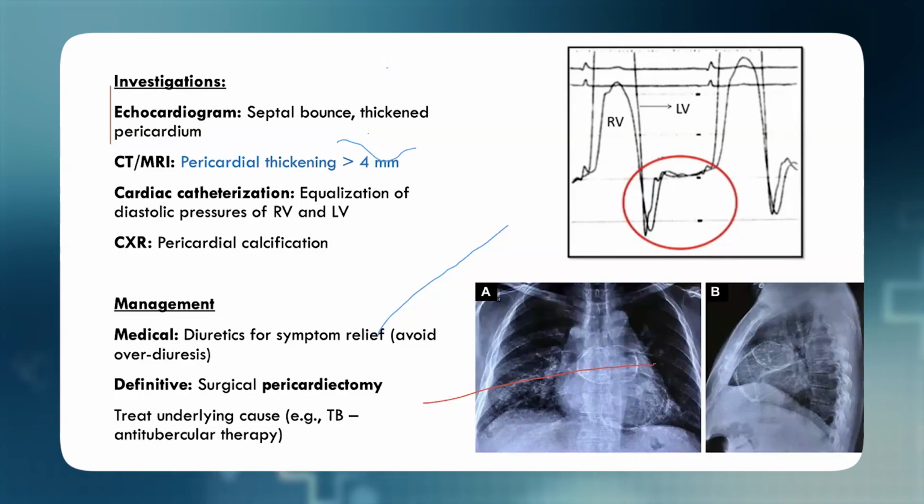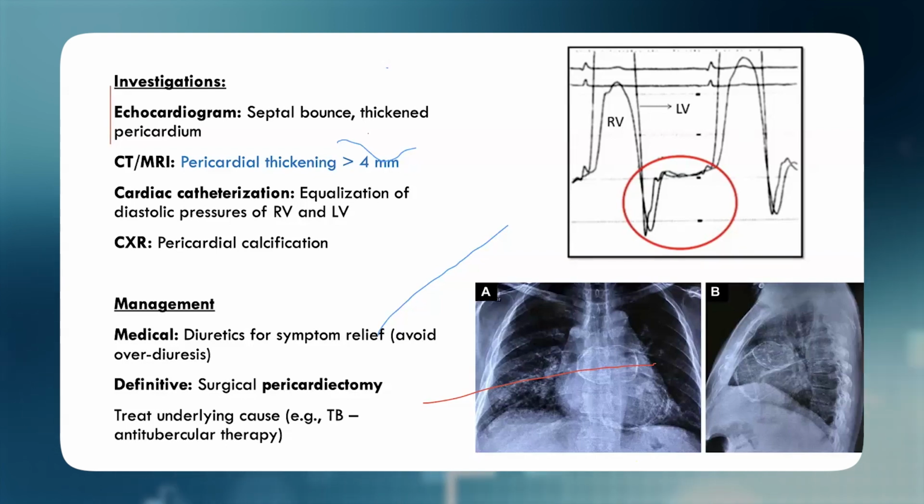In cardiac catheterization, there is equalization of the diastolic pressures of RV and LV because no particular ventricle is involved. The whole pericardium is involved. Both the diastolic pressures equalize. Usually, RV pressures are lower than the LV pressures, even in diastole. But in CCP, there is equalization.